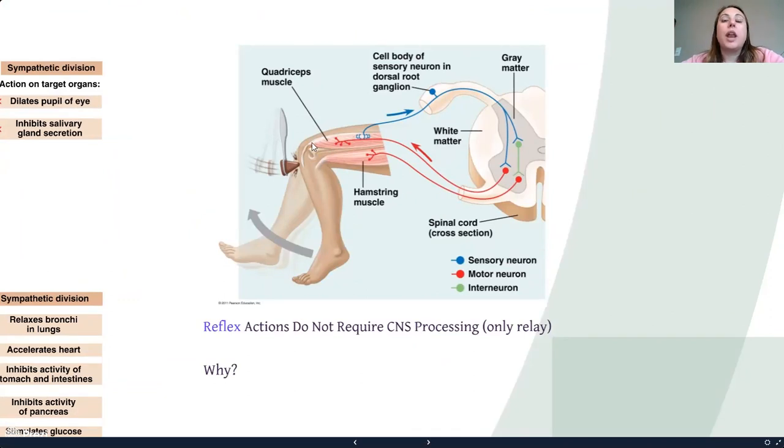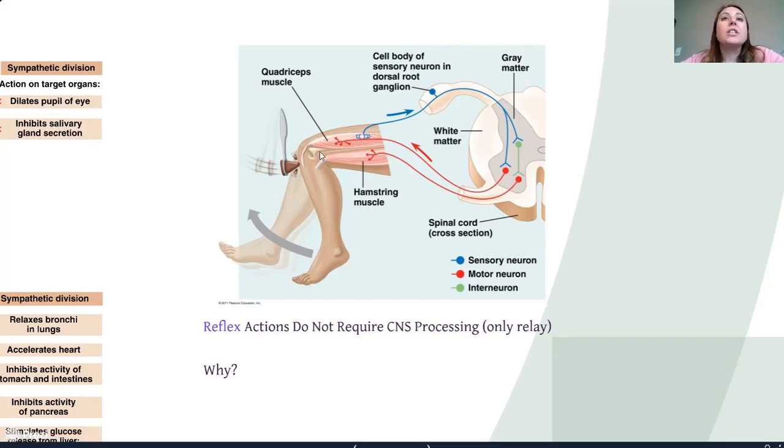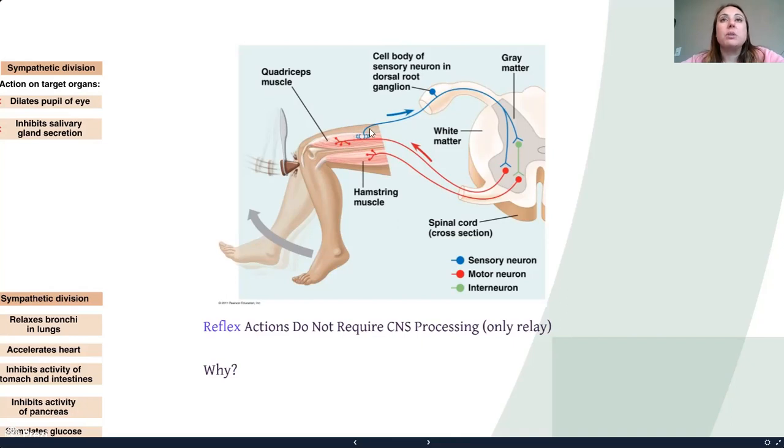So you see that you have some type of stimulus. This could be the reflex hammer on your knee. It could be if you touch something hot or you touch something cold. And so immediately that sensation is going to be picked up. It's going to be processed in the gray matter of the spinal cord. And then it's immediately going to be sent to your muscle neurons, your motor neurons, to pull that muscle away.